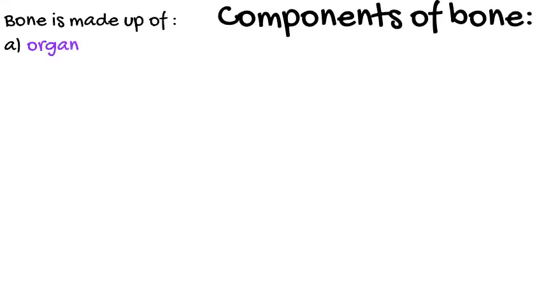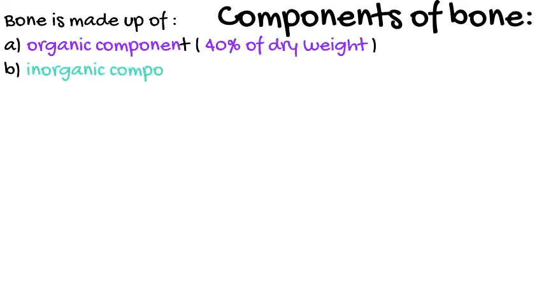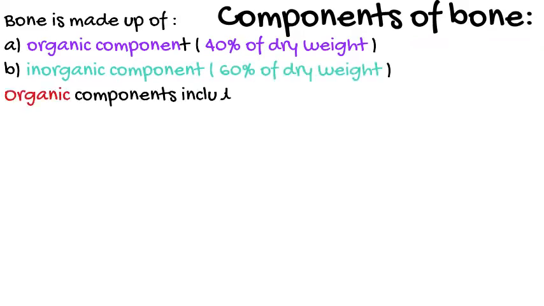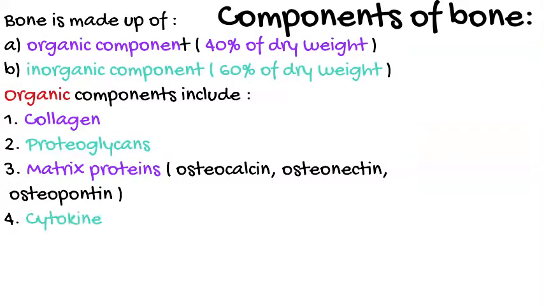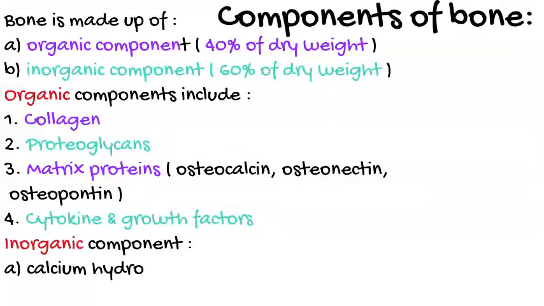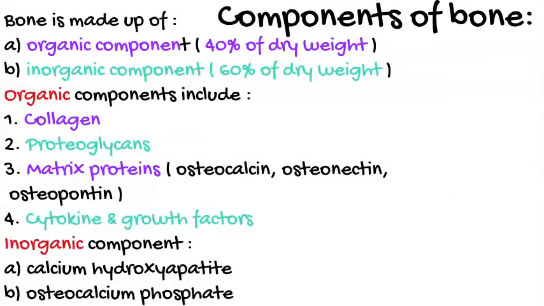What are the components of the bone? Bone is made up of A. organic components that contribute around 40% of the dry weight, and B. inorganic components that contribute around 60% of dry weight. The organic components include 1. collagen, 2. proteoglycans, 3. matrix proteins that include osteocalcin, osteonectin, osteopontin, and number 4, cytokines and growth factors.